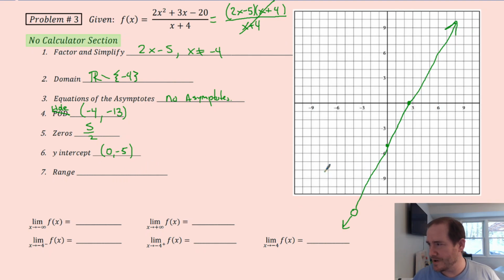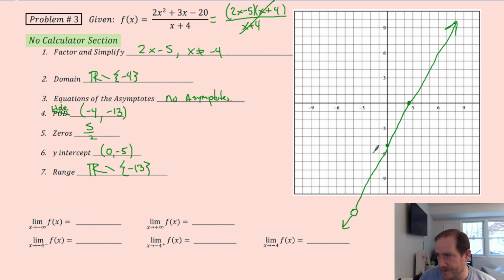What's our range? Our range appears to be all real numbers. But be careful, because we see that there's one y value that we're never going to map onto. And that's the y value associated with the hole. It's the negative 13. So strike that out of the range. And then answering these questions about limits should be cake.